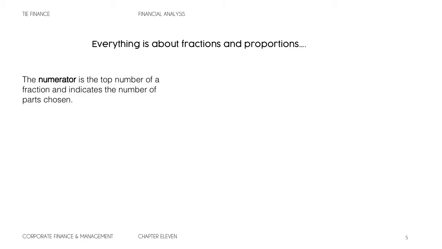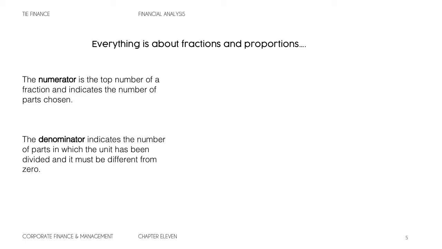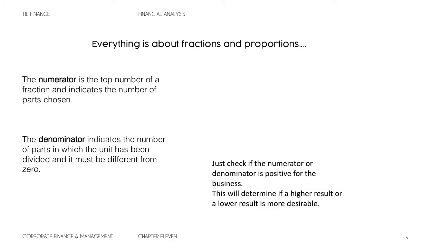The numerator of any ratio is the top number of a fraction and indicates the number of parts chosen. And the denominator indicates the number of parts in which the unit has been divided, and it must be different from 0. As I told you with the whiskey, just check if the numerator or the denominator is positive for the business. In this case, we will focus on the business and not on the whiskey. So this will determine if a higher result or a lower result is more desirable.